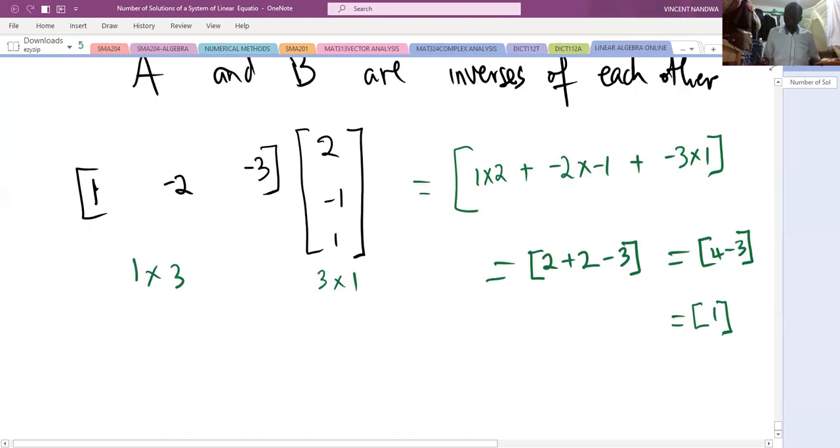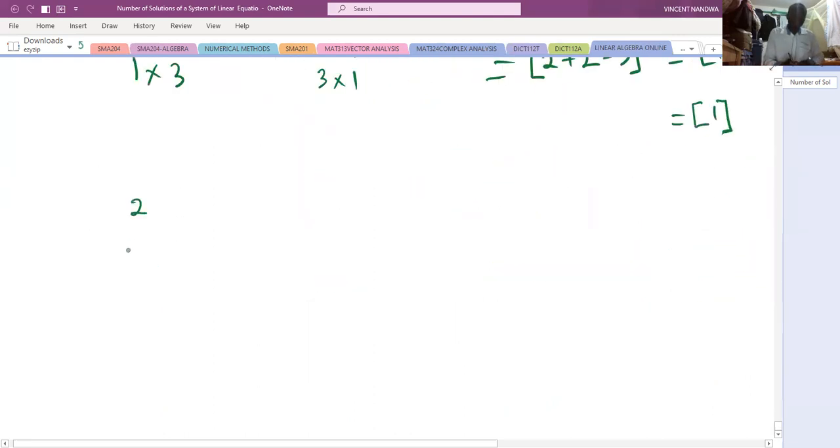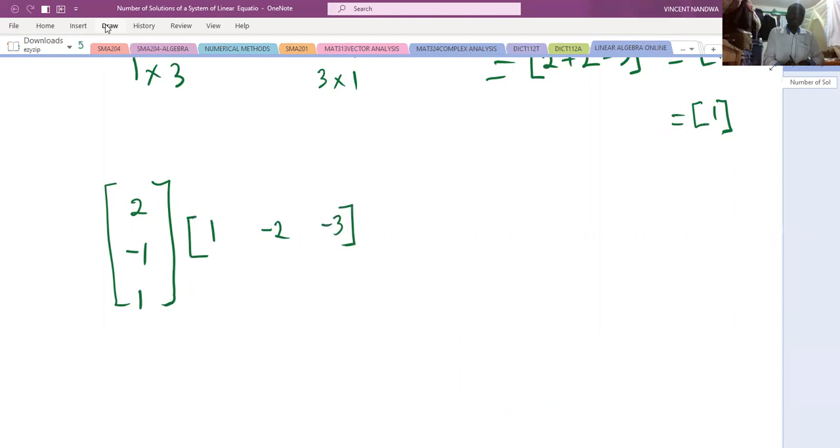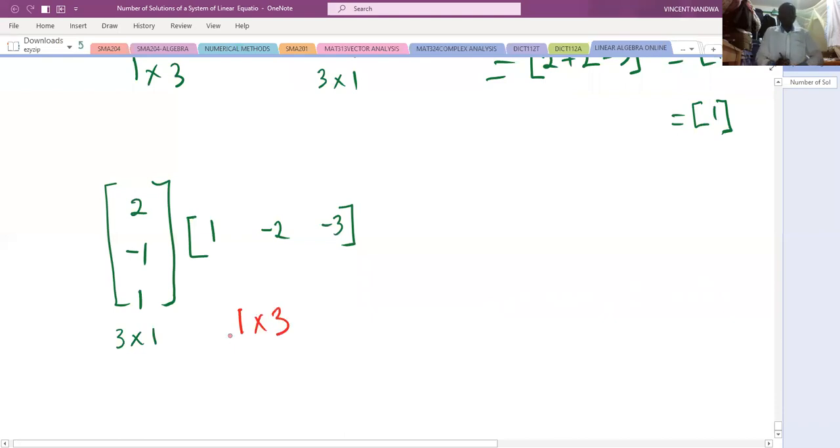And if I have 2, negative 1, 1, and I have 1, negative 2, negative 3, this multiplication is defined because this is a 3 by 1 matrix, while this other one is a 1 by 3 matrix. So you expect to get a 3 by 3 matrix, which will be given by, so row by column.